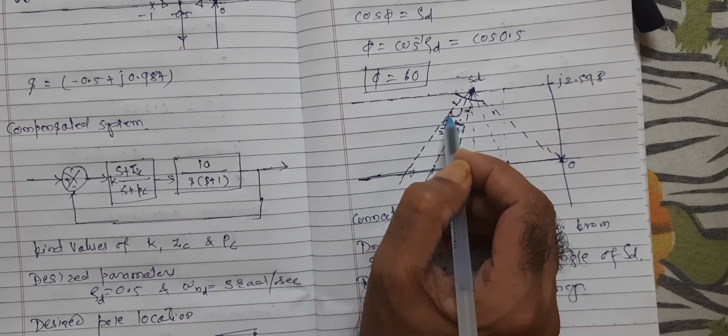Now if we extend this up to the x-axis, then this value becomes 0, and this value is your pole. This is your ZC and this is your PC.